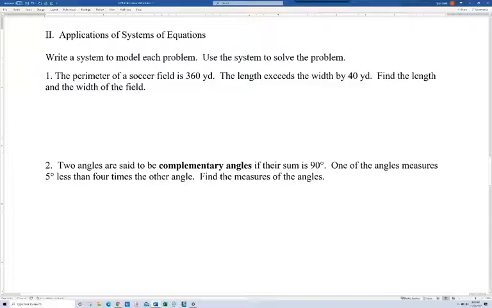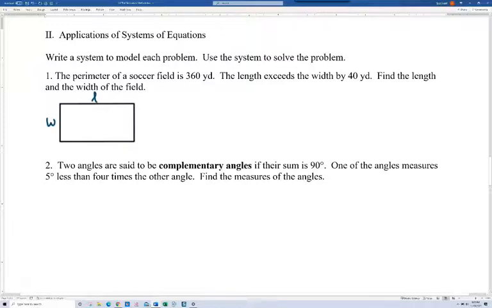On number 1, it says the perimeter of a soccer field is 360 yards. The length exceeds the width by 40 yards. Find the length and the width of the field. Well, first of all, I would draw a soccer field, and I'm going to call the shorter side the width and the longer side the length, which is pretty standard. And it does say the length exceeds the width by 40 yards, so the length is the bigger side.